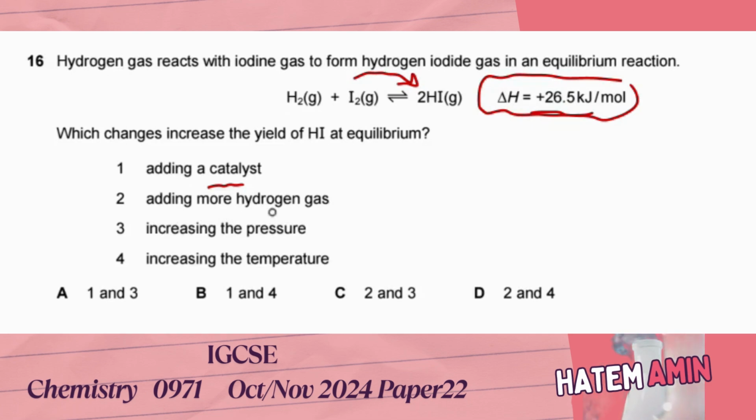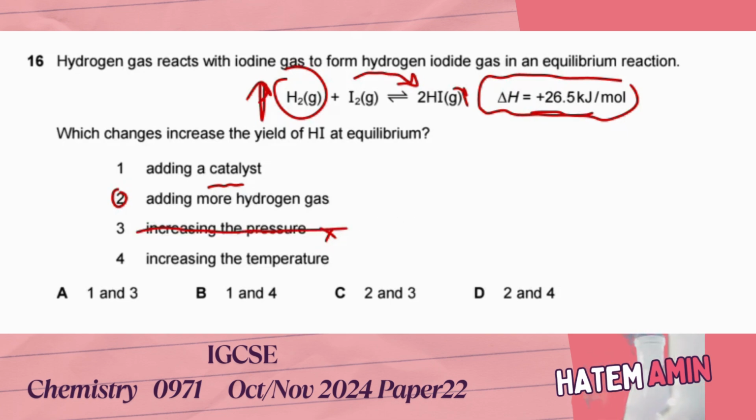Number 2, adding more hydrogen gas. Adding more hydrogen, or increasing the concentration of hydrogen gas, will of course shift the equilibrium to the right side. So number 2 is correct. Increasing the pressure will not give this effect. Why? Because increasing the pressure affects both directions. All of the reactants and products are gases, so they are all affected by the pressure. Increasing the pressure on both sides gives an equal effect in both pathways, forward and backward.